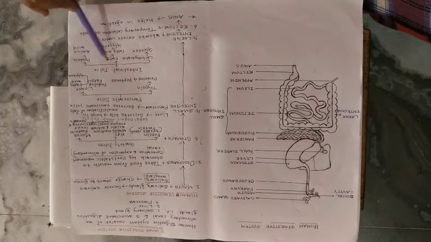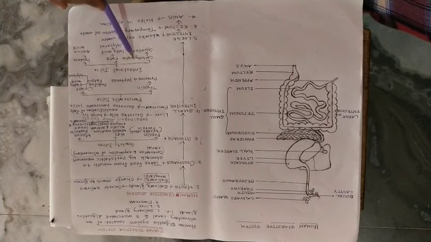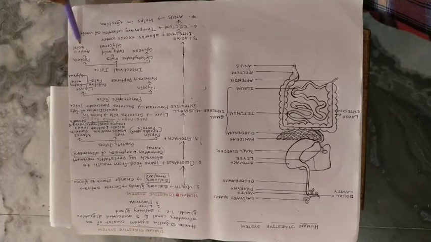So always remember this simpler form. This is very, very important. The simpler form of carbohydrate is glucose, the simpler form of fat is fatty acid and glycerol, and the simpler form of protein is amino acid.